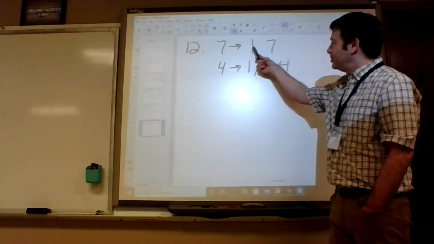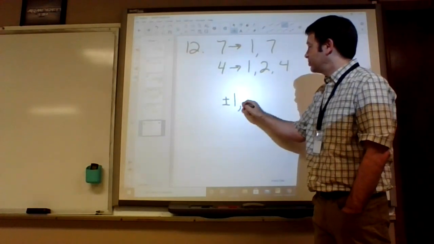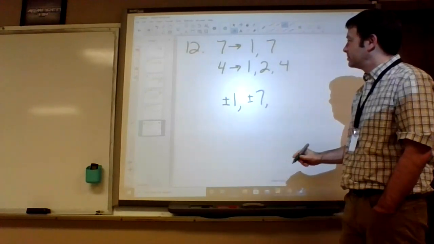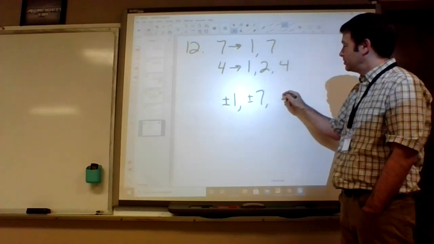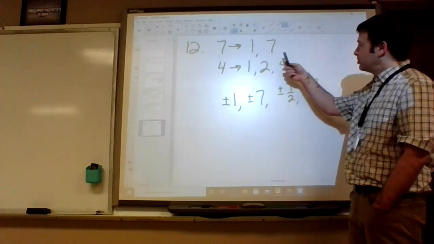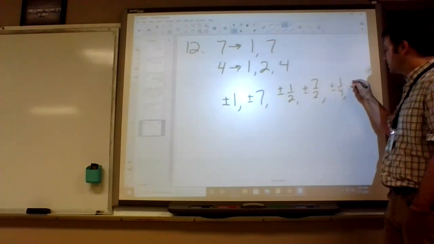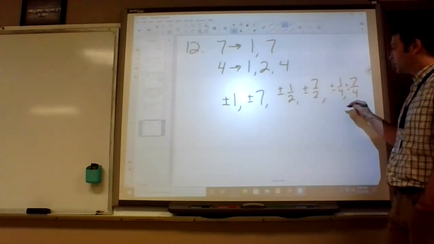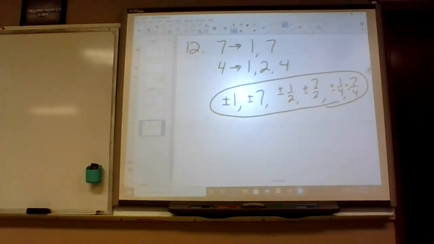Okay, so it could be 1 over 1 or 7 over 1, which means 1 and 7. What else could it be? 1 over 2 and 7 over 2. Or 1 over 4 and 7 over 4. We're going plus minus, God forbid. That's weird. They're fractions. Can't say I'm a fan.